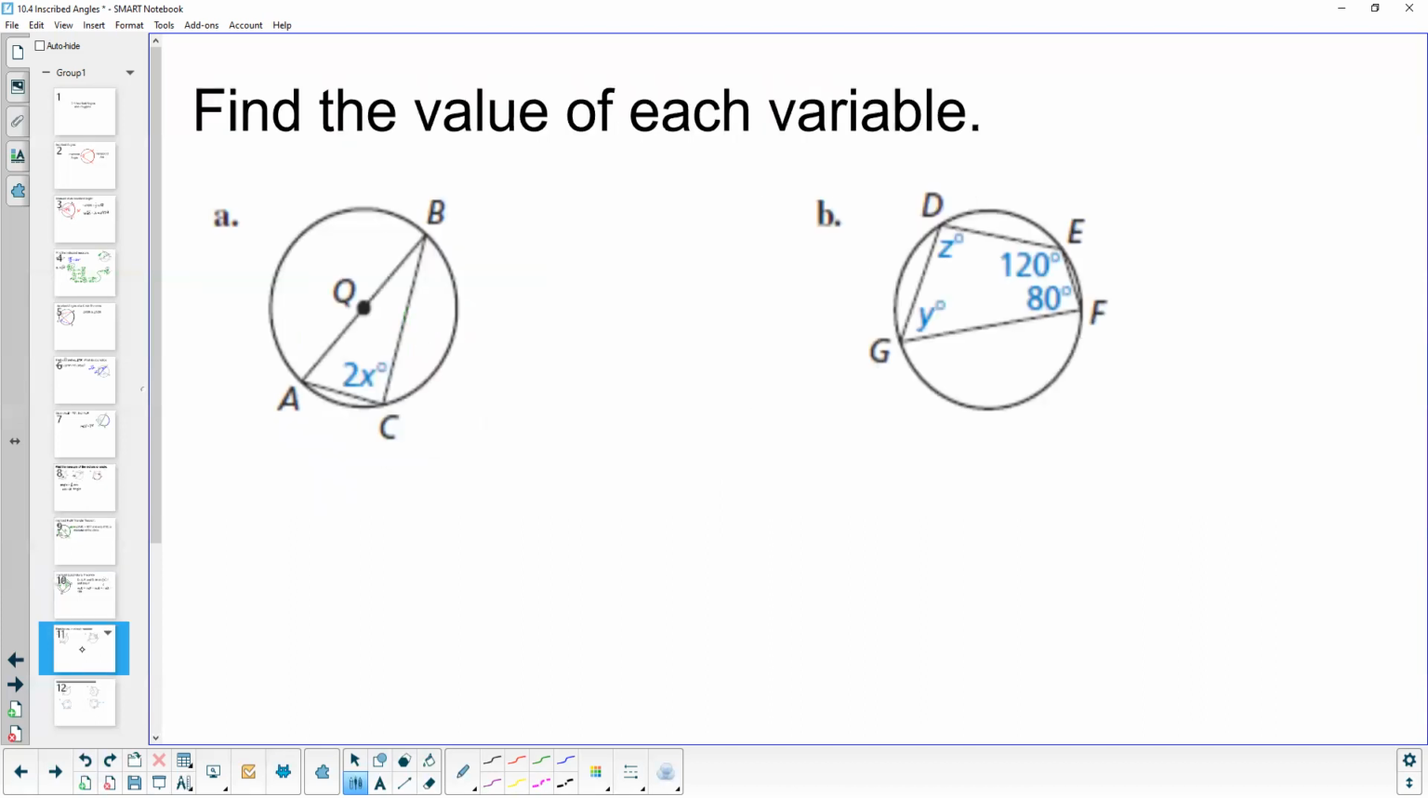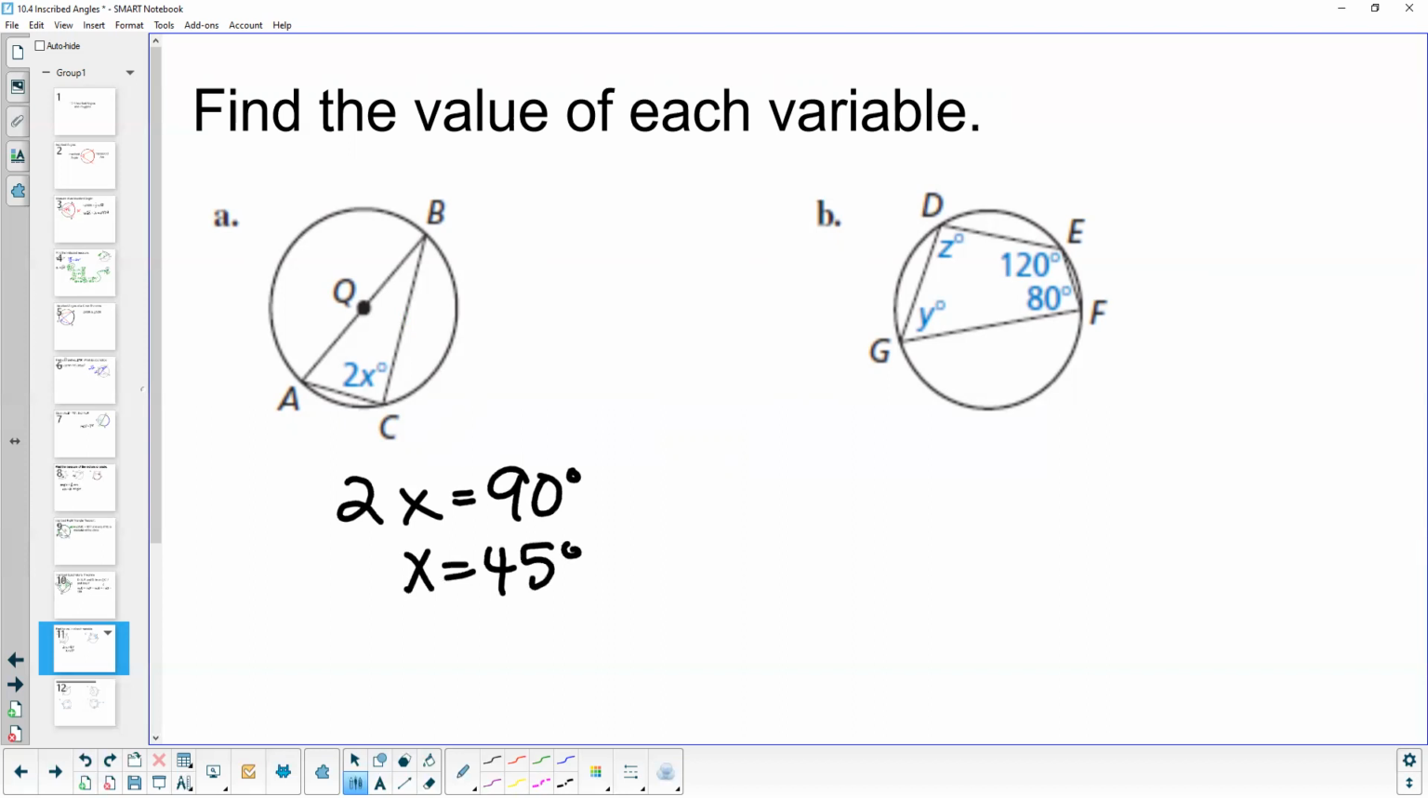We want to find the value of each variable below. So what did we learn before? Well, we learned that if AB is the diameter, which it looks like it is because it goes through the center, then our inscribed angle is going to be equal to 90 degrees. So 2x is equal to 90 degrees, meaning that x is equal to 45 degrees in this case.